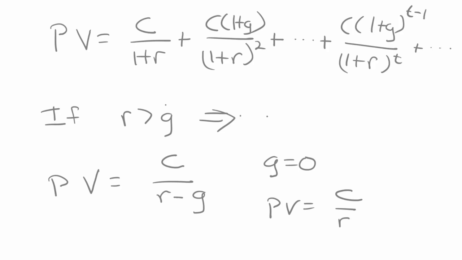So that's a growing perpetuity. Another important type of cash flow to value is a delayed perpetuity. And this can be surprisingly tricky.